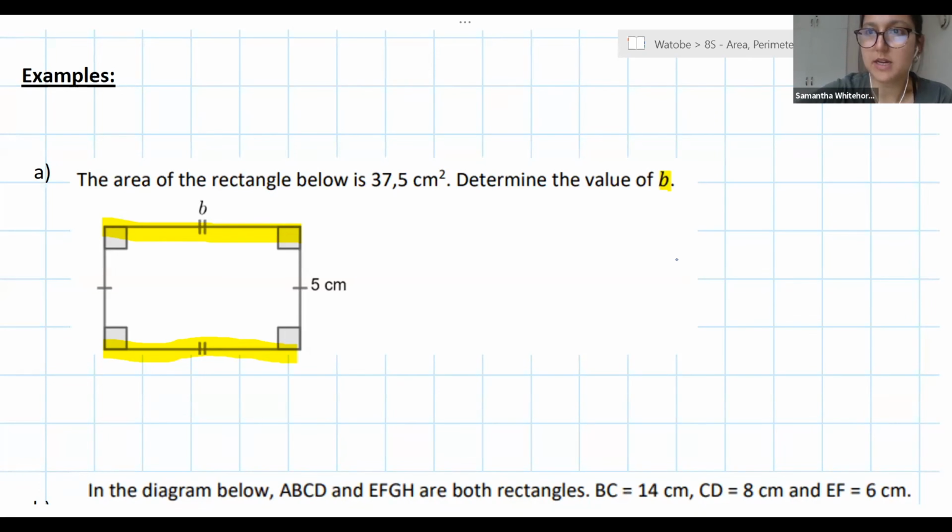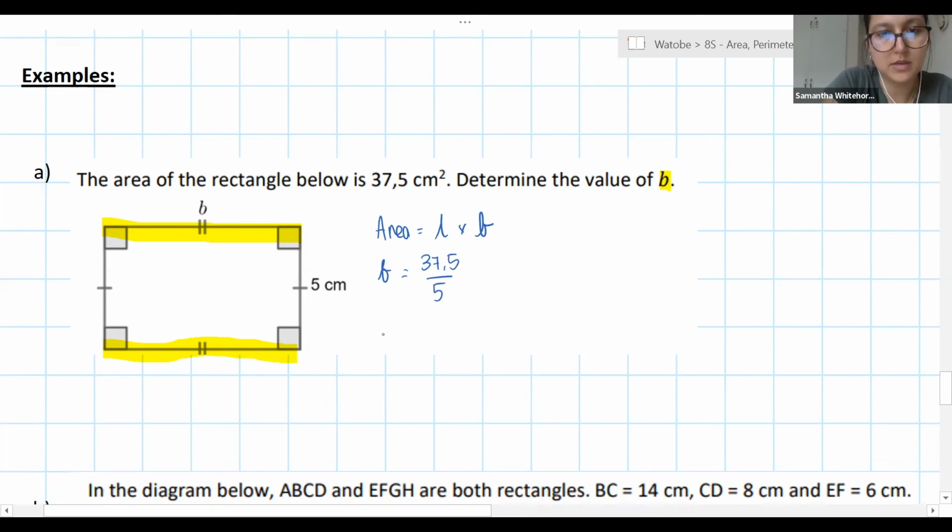Okay, Leah, do you want to explain it to us? Hi, ma'am. So, ma'am, I said area equals length times breadth because that is the formula for a rectangle. Perfect. And then I said B equals 37.5 divided by 5. So B equals 7.5 centimeters. Perfect. Sorry, I've just lost my whole train of thought.